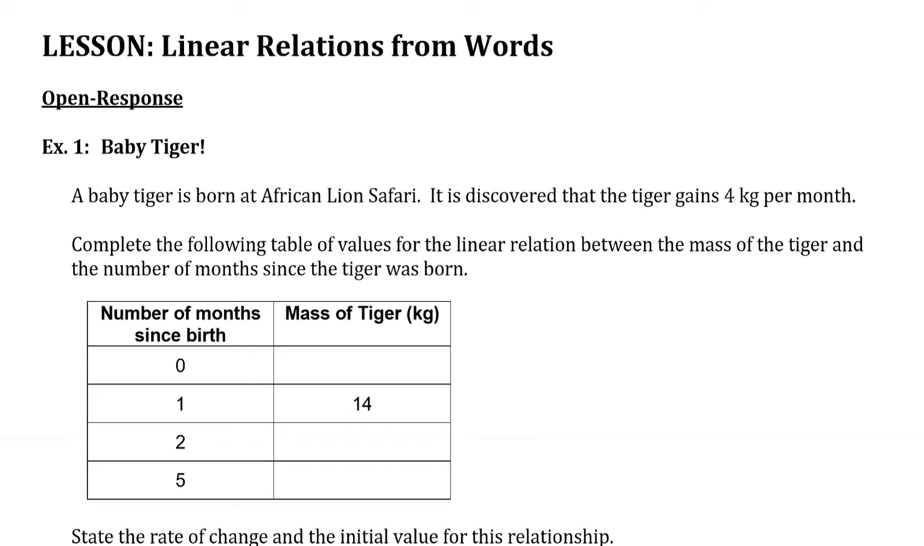Let's take a look at what this question is like. This is about a baby tiger. So a baby tiger is born at African Lion Safari. It is discovered that the tiger gains 4 kilograms per month. So again, we can assume that when it's born, it doesn't weigh zero. So it's probably not starting at number of months since birth, 0 kilograms.